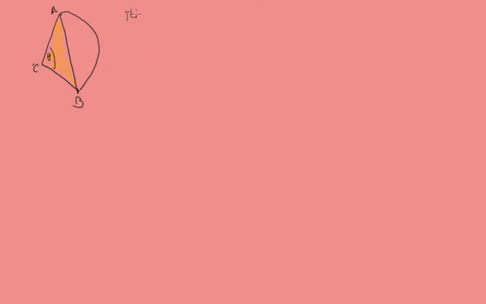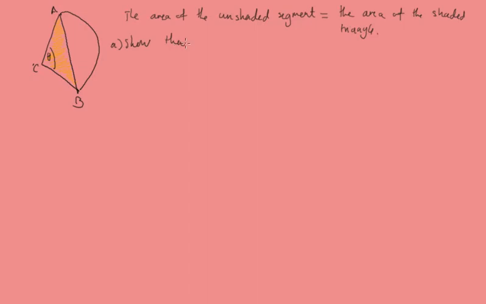So the area of the unshaded segment is equal to the area of the shaded triangle. And theta is in radians. So firstly we want to show that theta is equal to 2 sine theta.